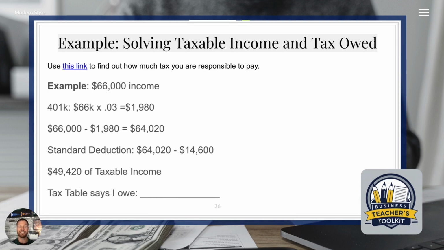We take away the standard deduction, which last year was $14,600. Admittedly, I need to update this slide. My apologies, which should be $15,000. So $64,020 minus that $14,600 2023 standard deduction would leave us with a taxable income of $49,420. I would then go to the tax table, find that $49,420, go across in the columns and then down through the rows, and then find my way to the $49,420 to see what the tax table says that I owe. And that gets us out of the idea as to how we actually solve how much tax we owe.